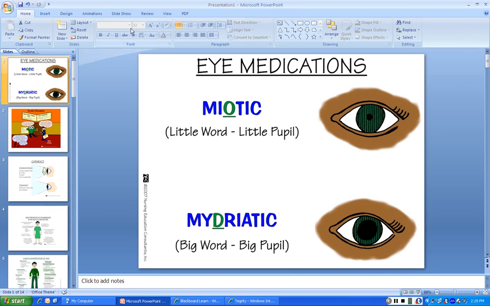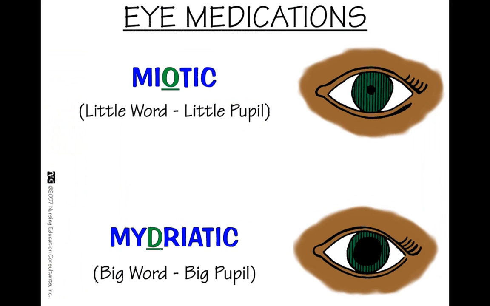The first thing I'll start with is a review of the eye medications. Specifically, you want to remember the difference between a miotic eye drop and a mydriatic eye drop. One of the key things here is to focus on what happens to the pupil. With a miotic eye drop, you're going to constrict the pupil. With a mydriatic eye drop, you're going to dilate the pupil.